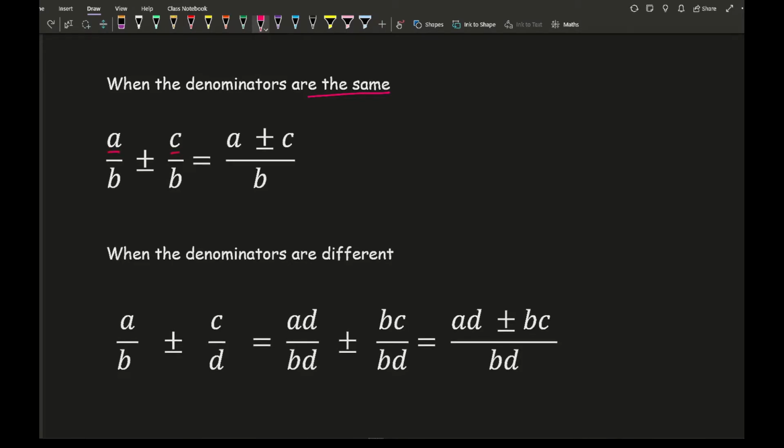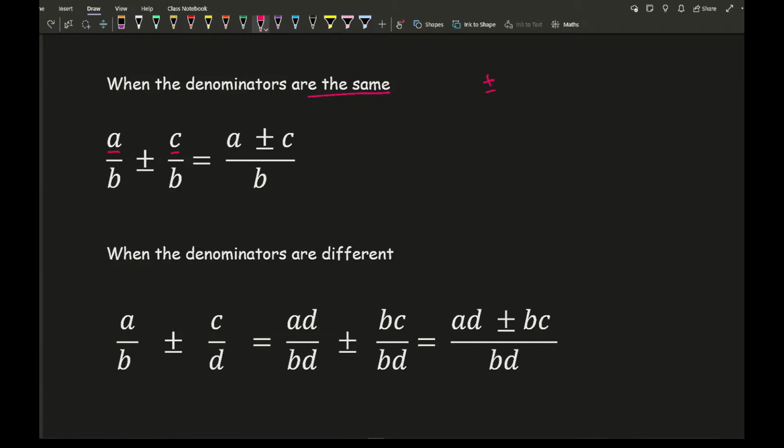And again, depending on what symbol you've got. Now the plus minus just basically means that when you're adding and subtracting, you could be adding or subtracting. Now when the denominators are different, as you can see here, we've got one denominator which is b and the other denominator which is d. Then what we need to do is find our common denominator.